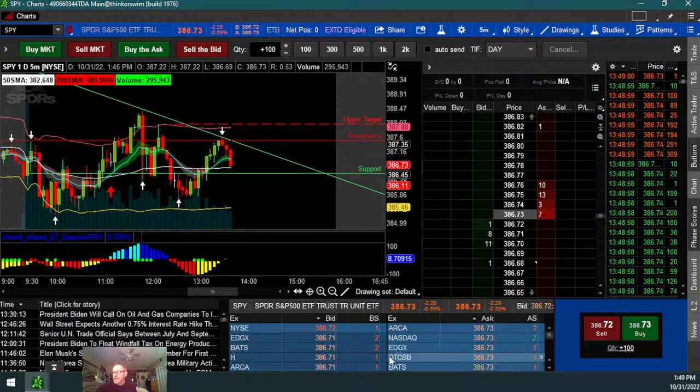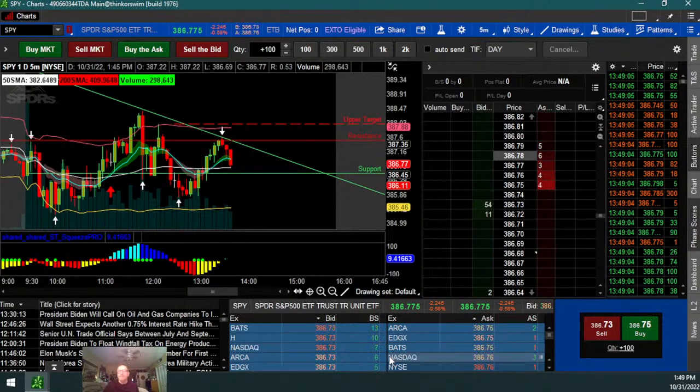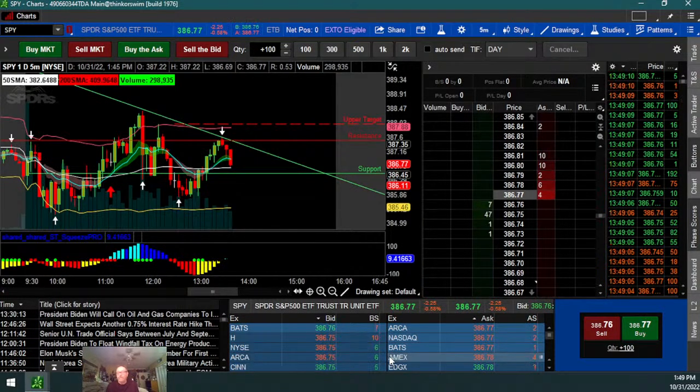Reading your charts is very, very important. Knowing how to read a chart, knowing how to do plot lines, support lines, very important.